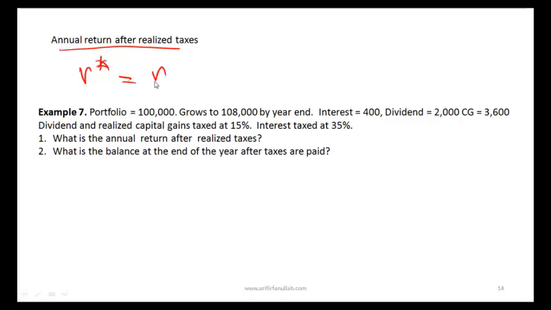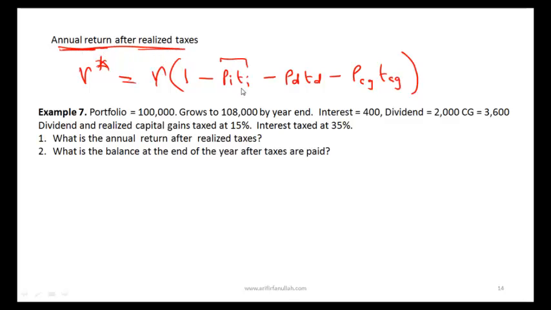This is given by, what does the regular R mean? Before any taxes, multiplied by 1 minus PI times TI. What are we subtracting here? This is the tax that you pay on your interest income, because PI was your interest income and TI multiplied by that is the tax on interest income. Then you need to subtract the tax that you pay on your dividend, and then you subtract the tax that you are paying on realized capital gain. So PCG multiplied by TCG. This expression is giving you your annual return after realized taxes.